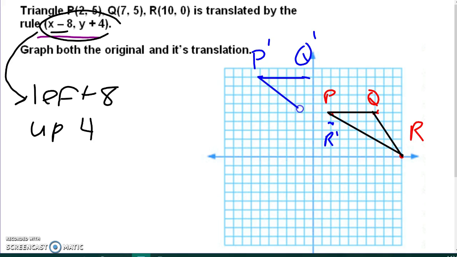And now I make my triangle by connecting the vertices. Okay, and there's my image triangle, P prime, Q prime, R prime. Check.